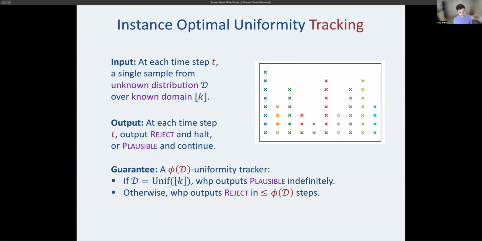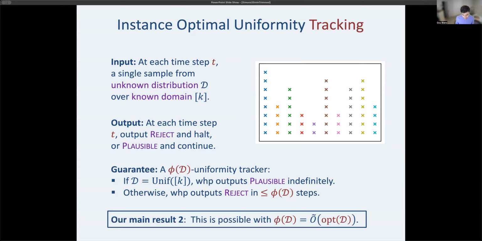Now, one remark about this definition: the tester will never output accept. And it's not hard to see that you have to design it in this way. If any tester ever outputs accept, meaning I'm convinced it's uniform, you can show that it must be wrong. It cannot distinguish between a distribution that's uniform and one that's super, super close to uniform. And because you want a tester that works for every distribution, it will never know if it's taken enough samples to fully rule out every other distribution.